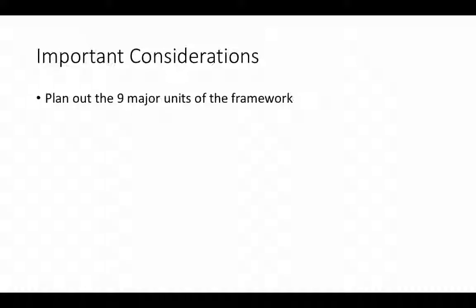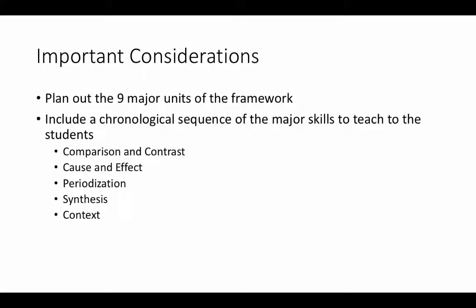So, some overall important considerations to have no matter what, though, as you are planning out your APUS history class. First of all, you want to make sure you plan out the 9 major units that have to be taught within the framework. You want to make sure that you include a chronological sequence of the major historical thinking skills to teach to the students as well.